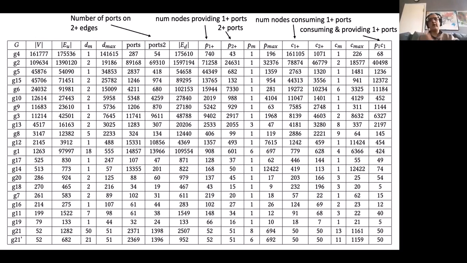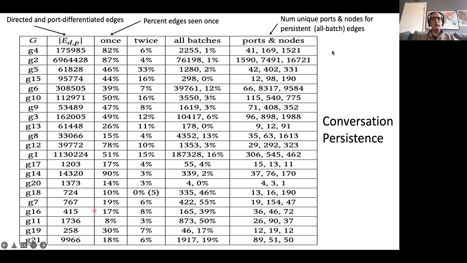And there's just other things like how many ports and unique ports and a provider or consumer and so on and so forth. The number of nodes that are clients with at least one port or 2 ports, and C1, C2, and so on and so forth.